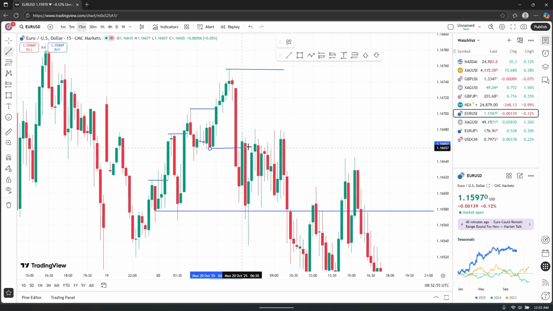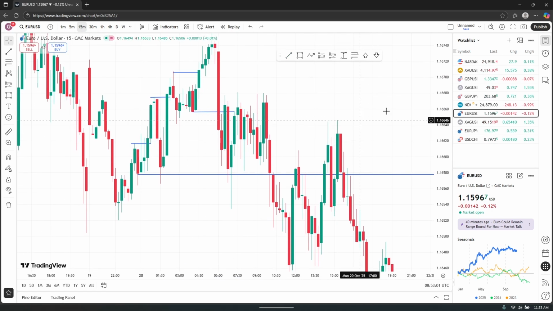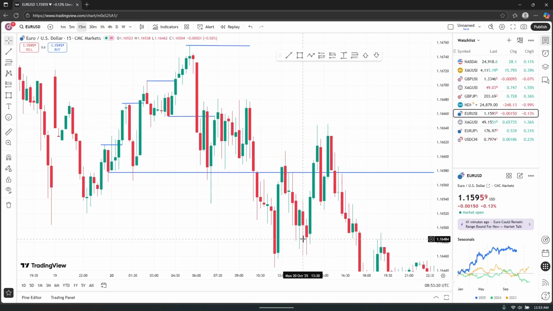Instead it came and gave us a market structure shift at this point. Now with this market structure shift in place, this price is supporting our idea that this move right here is going to be the high of Monday: open, form a high, and then drop to form a low and then close.